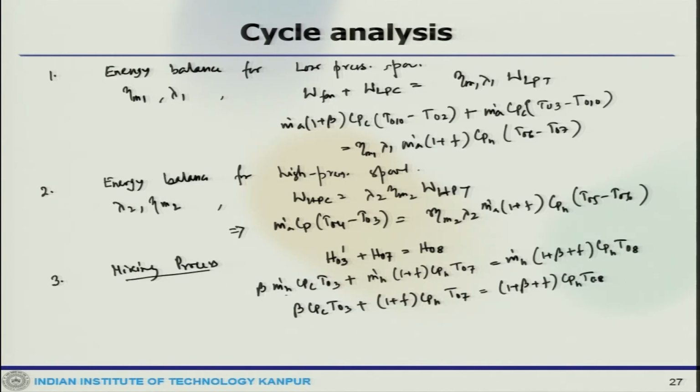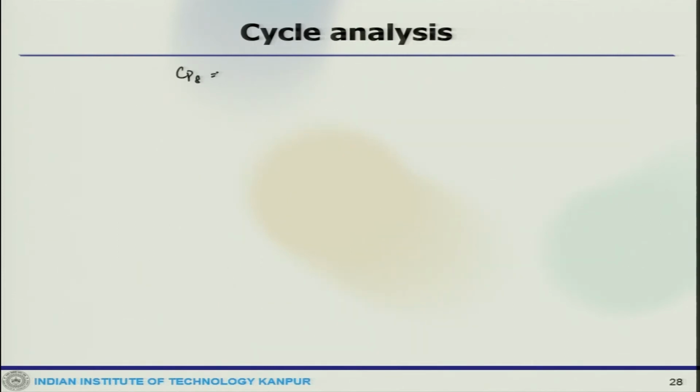Now, one can do that, or basically a better evaluation of the gas properties after mixing. So, we can do the mass weighted average. If you take at station 8 the mass weighted average, what we get is Cp at 8 would be 1 plus f Cp7 plus beta Cp3 divided by 1 plus f plus beta.